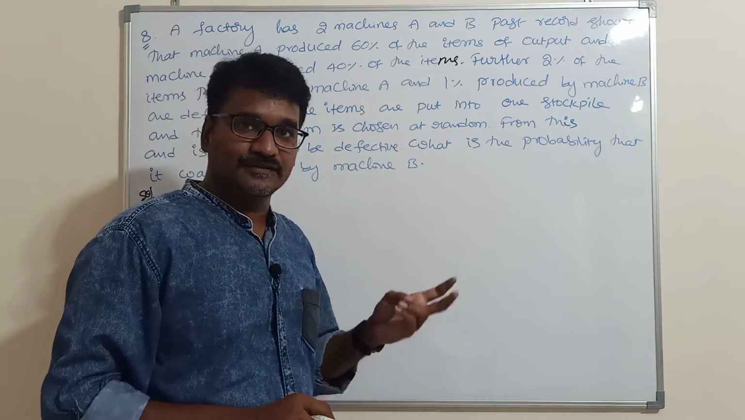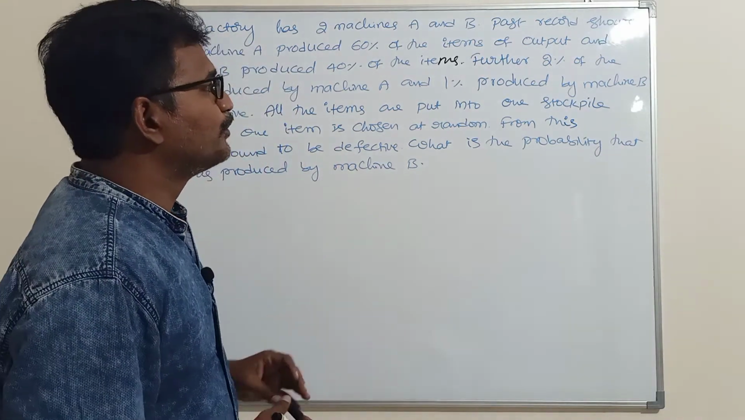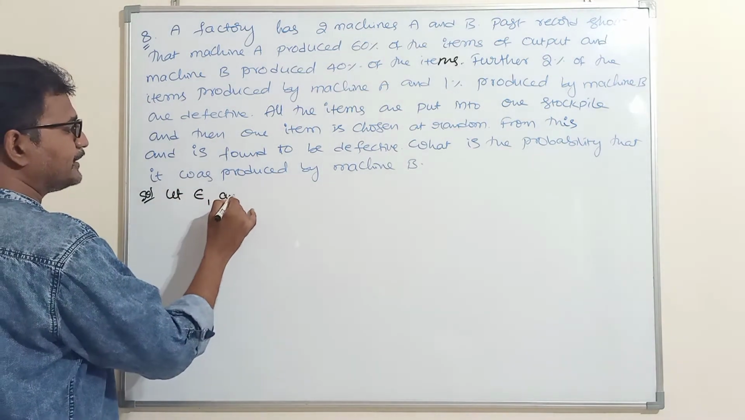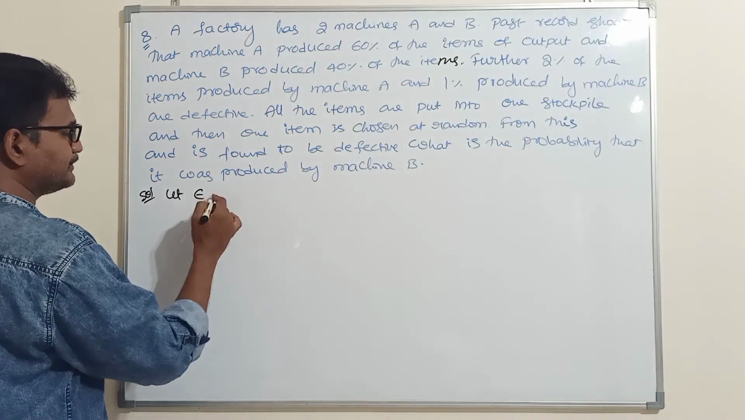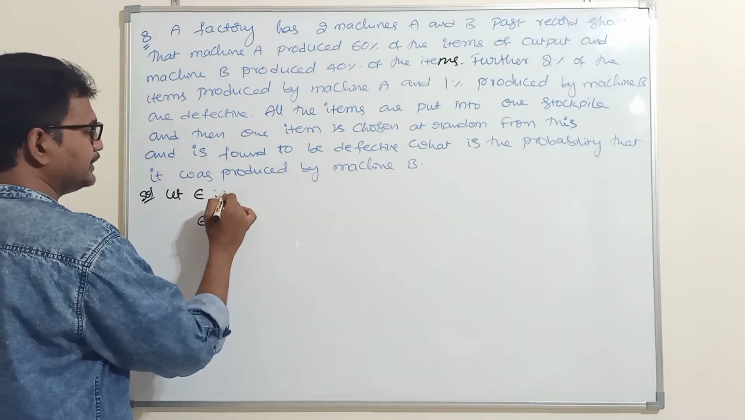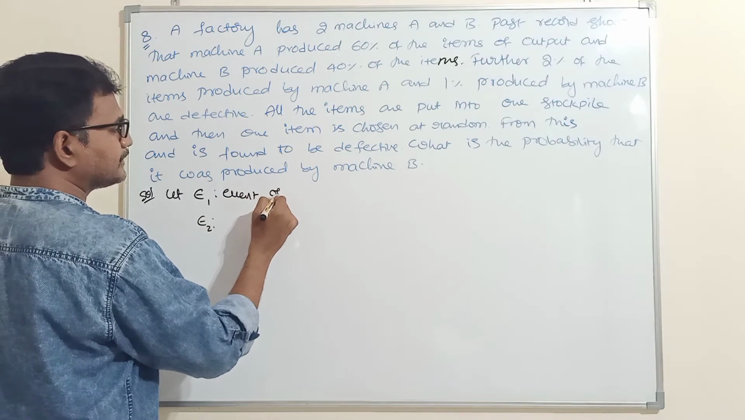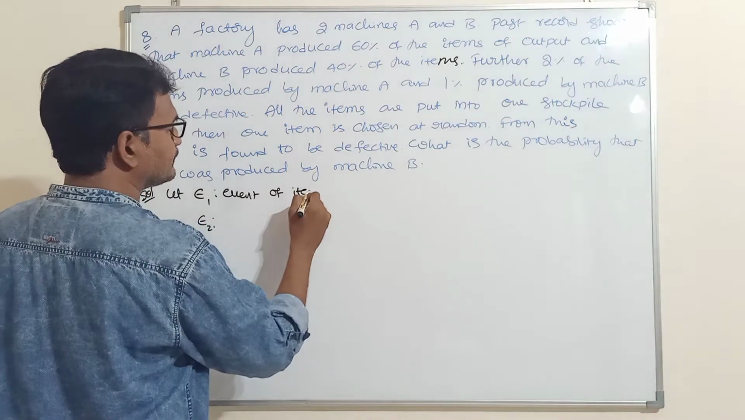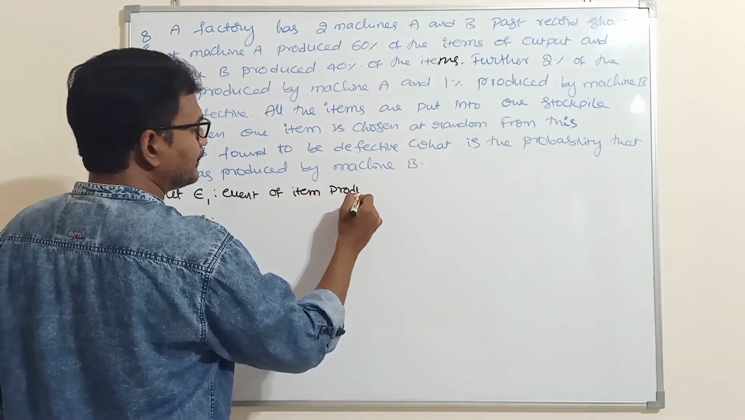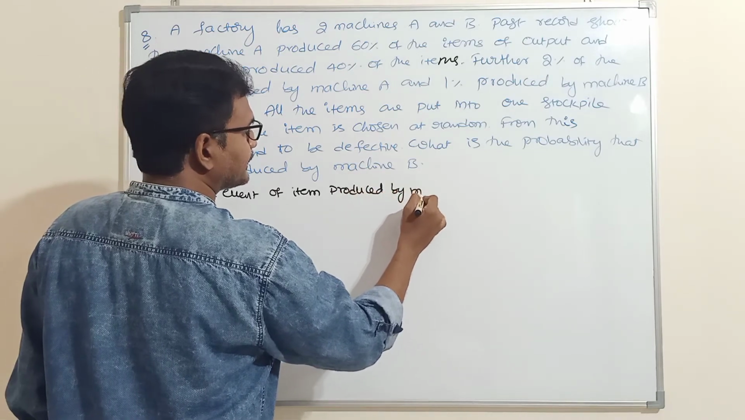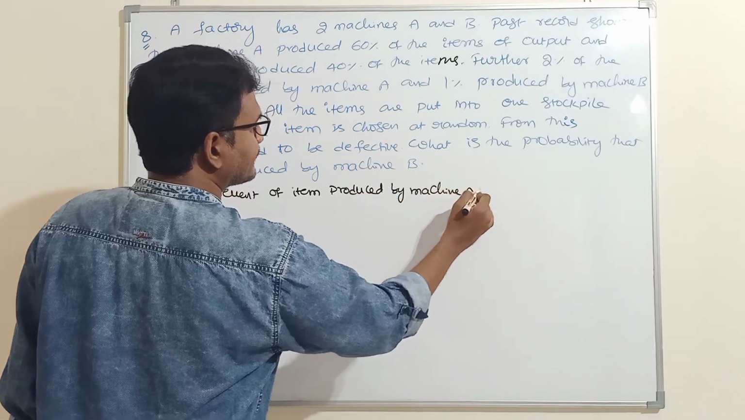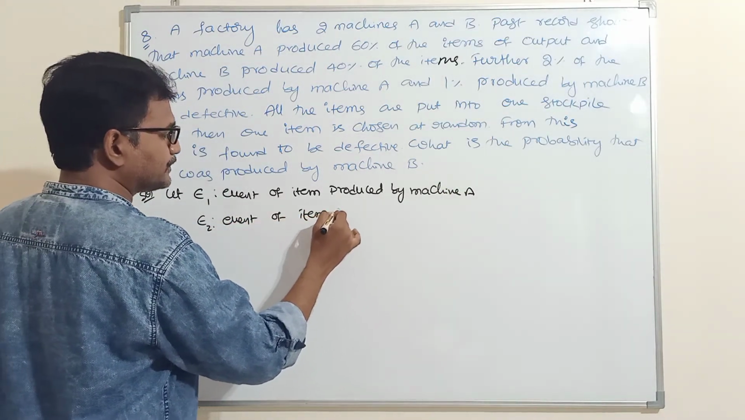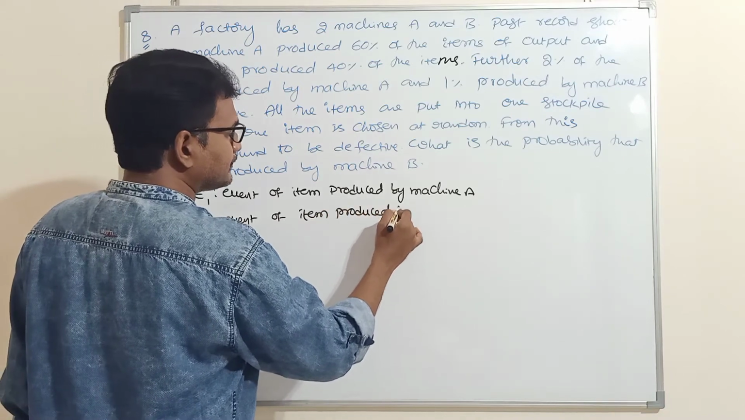Here how many machines are there? Two machines are there, A and B. Therefore, how many events do we have to select? Two events. Let them be E1 and E2. E1 is the event of item produced by machine A. Next, E2 is the event of item produced by machine B.